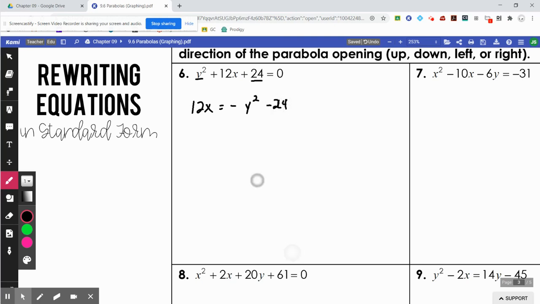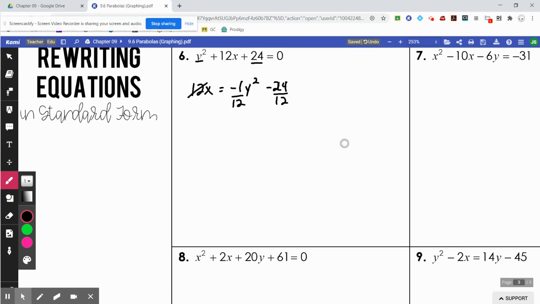Then the last thing we're going to do is get rid of this 12 by dividing. I have a 1 right here, I'm going to divide by 12. And I have a 24, I'm going to divide by 12. Divide both pieces by 12. That gives you x is equal to -1/12 y squared - 2.